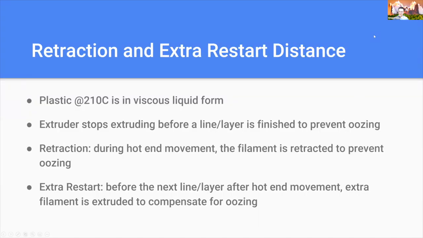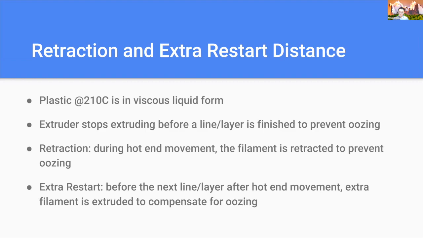Just a few more settings before we go into the demonstration. So plastic at 110 degrees is very viscous, right? It's essentially liquid. So when this extruder draws a shape, it has to stop extruding after it finishes drawing that shape, right? But then when the extruder stops extruding, the plastic may not stop coming out. And we call that oozing, right? And to prevent that, right, we don't want that to be on the inside or the outside of the print. It's not going to look very nice.